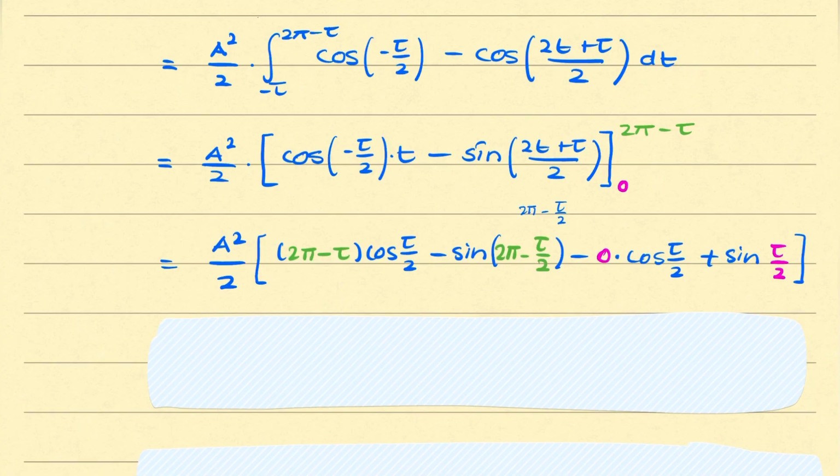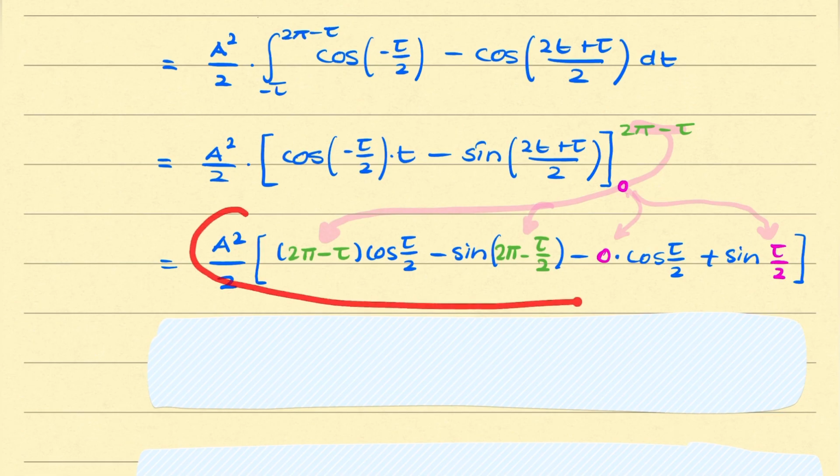So replacing 2 pi minus tau here gives me that. So if you like, that is that, and that, and then replacing 0, that's my 0, and that's the result of basically adding 0 to tau. Now we simply need to tidy this expression up, so that 0 cancels.